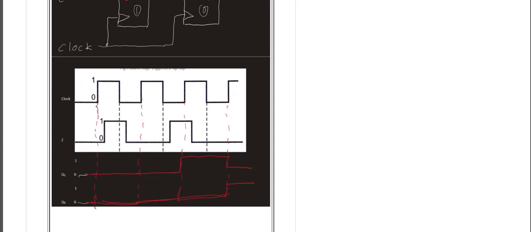So that's why I drew the red vertical line. So what's happening here, Q0 has as its input Q1. So when it gets to the positive clock edge, it looks at Q1 at 0, so it stays 0. Looks at Q1 at 0, stays 0. Looks at Q1. Q1 hasn't actually changed yet because it takes a little bit of time. So when it looks at it, it stays 0. But when it gets here, it looks at it and it sees 1 and it changes.